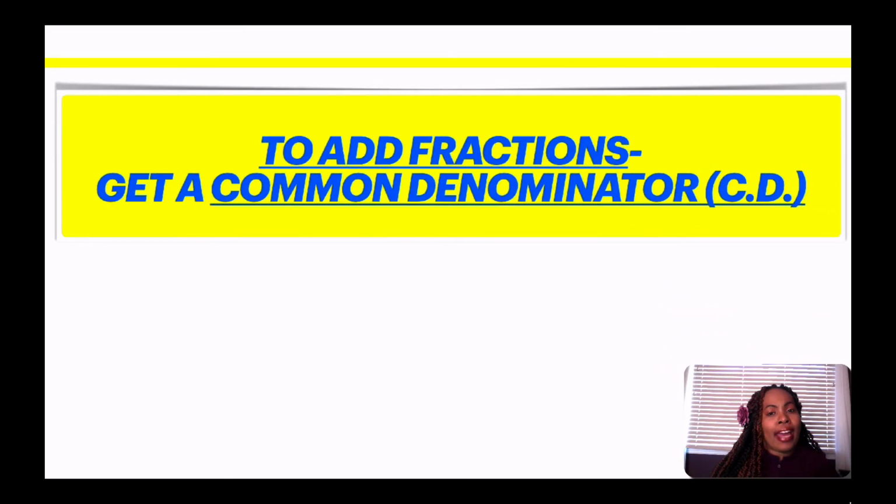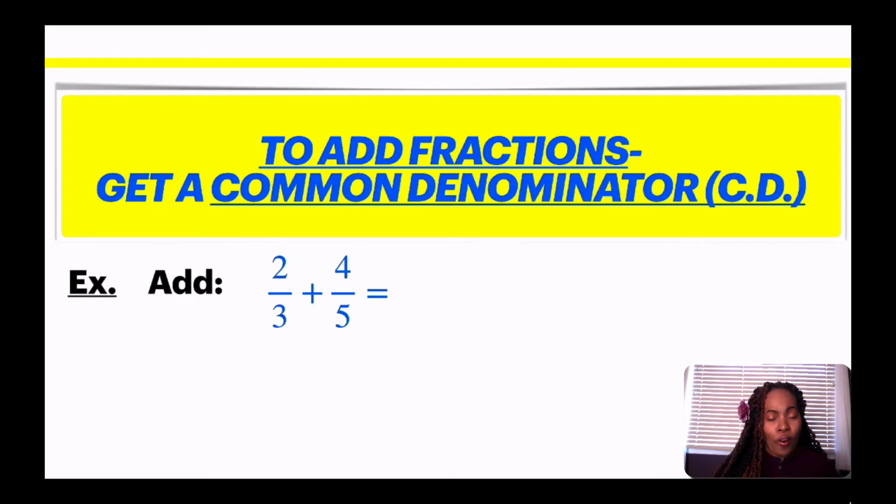Now, what about adding fractions? In order to add fractions, you have to get a common denominator. That's also known as a CD. So here we go. Let's add 2/3 plus 4/5, okay? Right now, these are not the same things. Therefore, it's not possible to add them like I mentioned before. This is that same example.